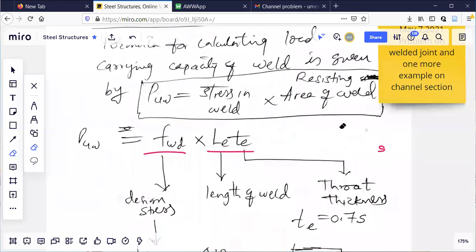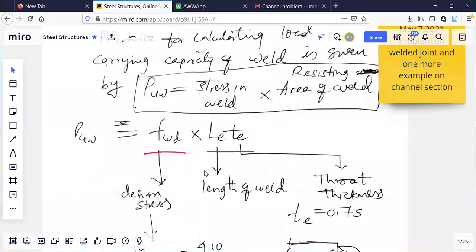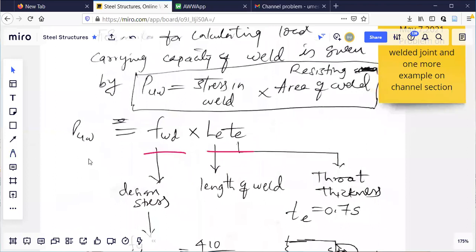You need to understand clearly what S is and what TE is. I'll go back to that point again; I have explained it at one more place as well. The load carrying capacity is equal to the design stress of the weld, which is experimentally calculated, into the length of the weld into the thickness of the weld.